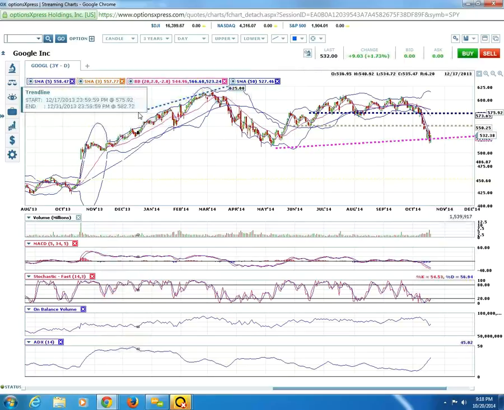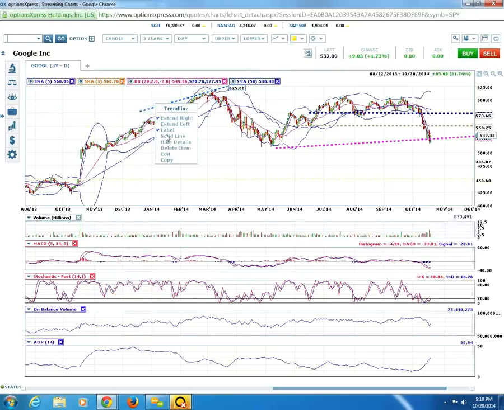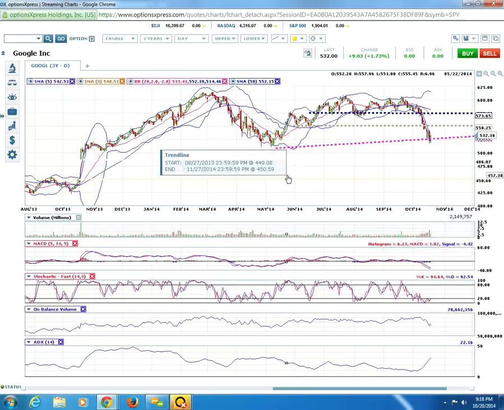The fact that it couldn't hold 600 over here in September was a clear sign of weakness, because every time it got above 600, the sellers came right back in the next day. Here's a bearish candle. Here's a bearish candle.